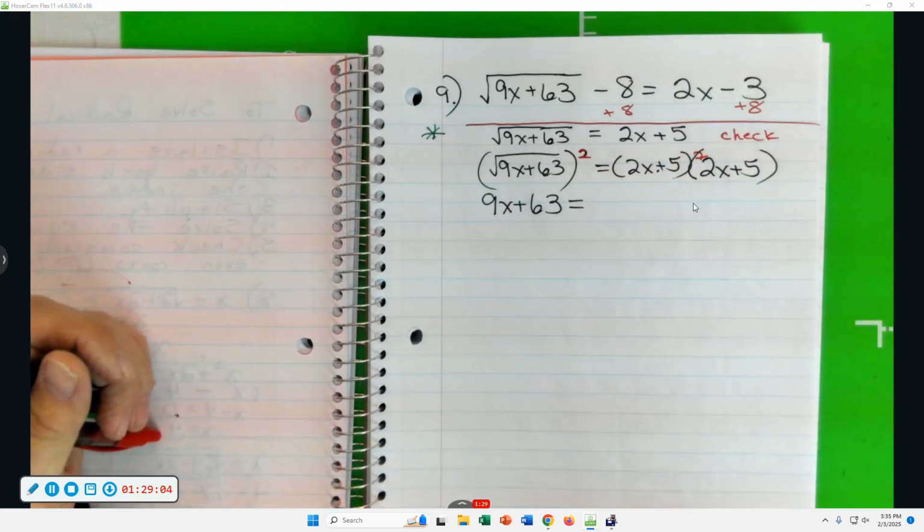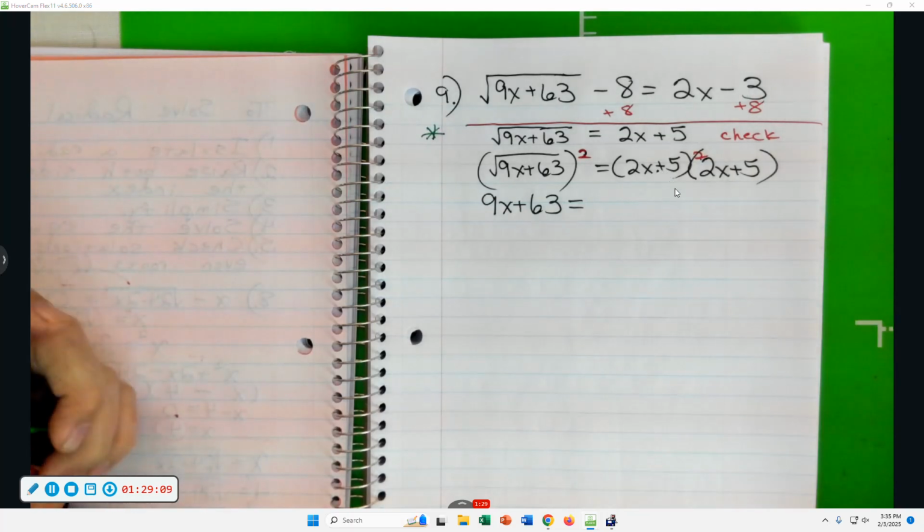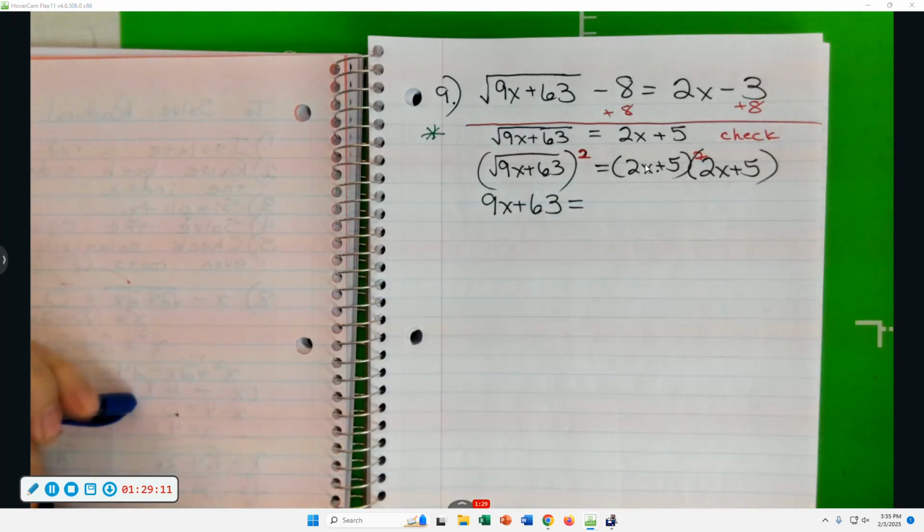Oh, I've got another decimal point floating around here. It's just where I set my pen down. There are no decimals in this homework.